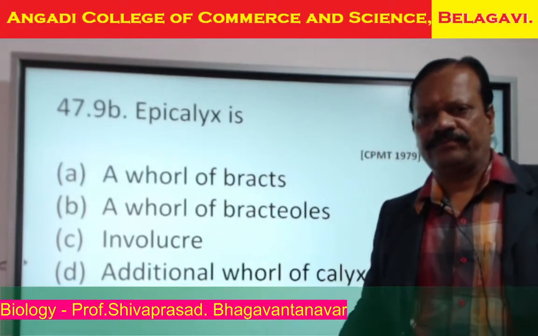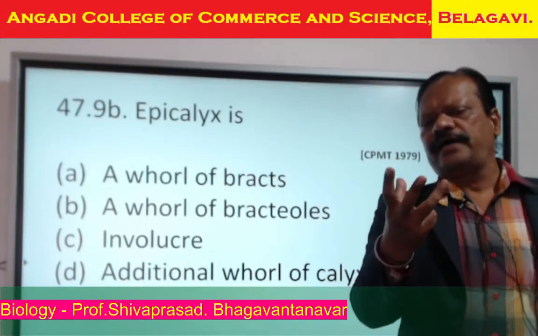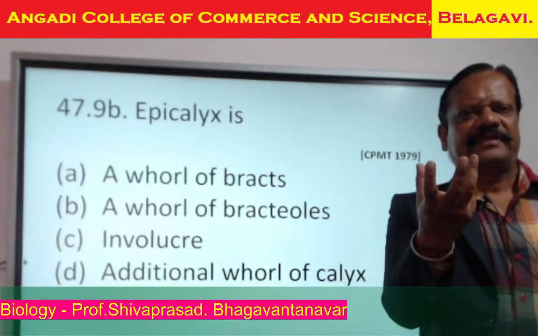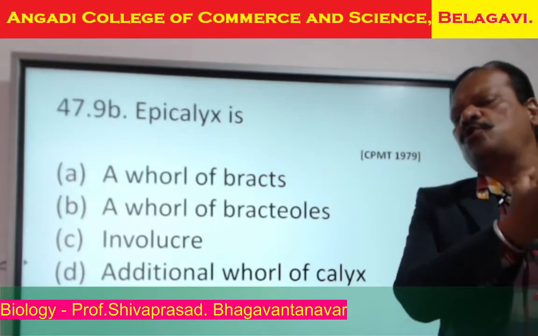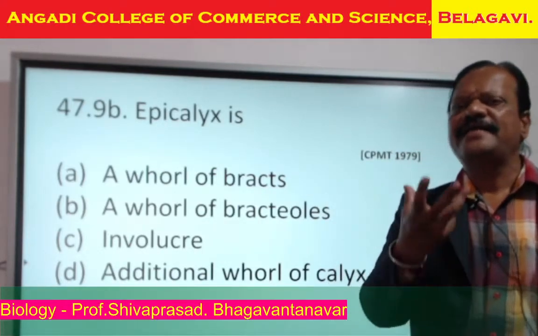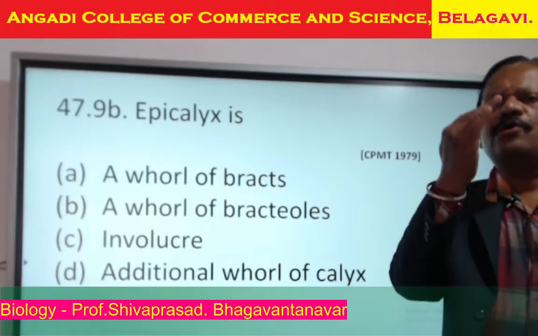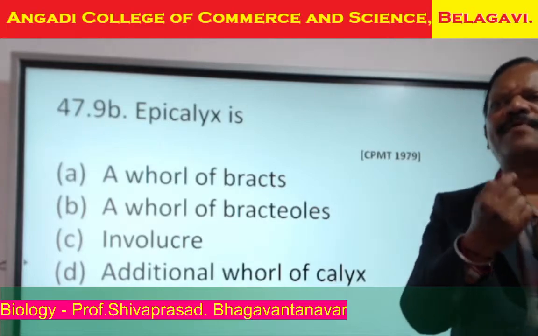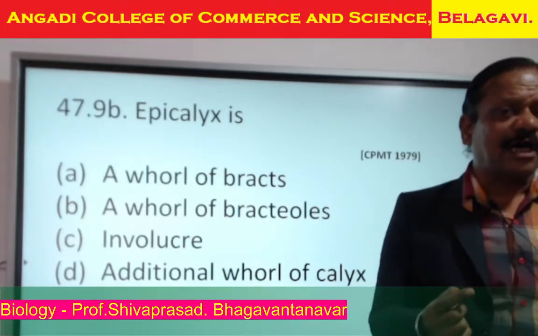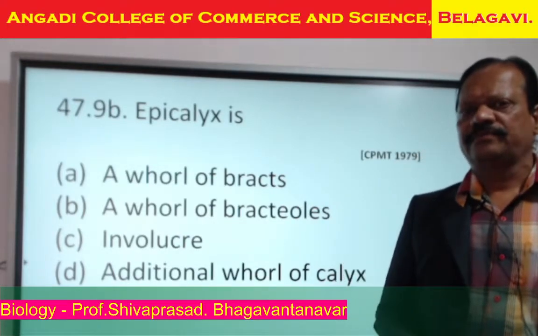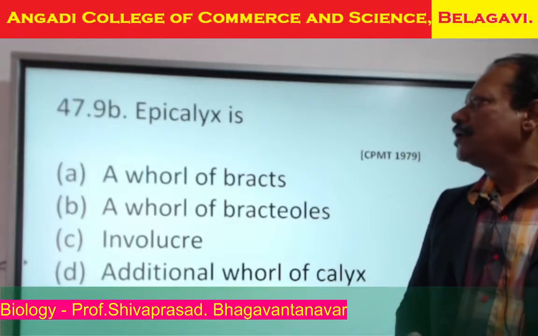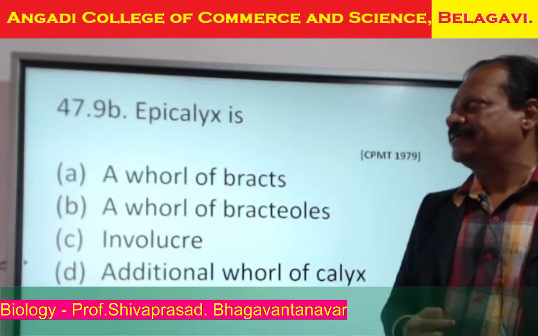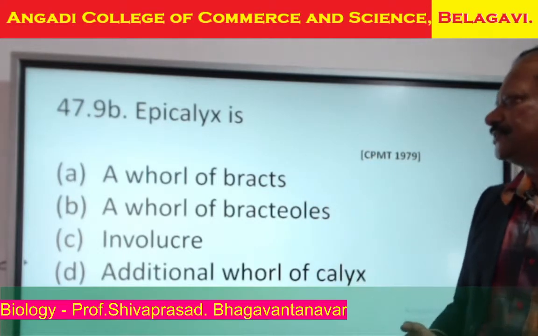Epicalyx is. Okay. So, in any flower you can see, there the calyx will be there. Calyx will be the outermost layer. Okay, it is green in color. Below that calyx, one more layer, like bracts you are getting, and those are also green in color. Okay, so such a type of green structure we are calling epicalyx. Now we'll see the options.